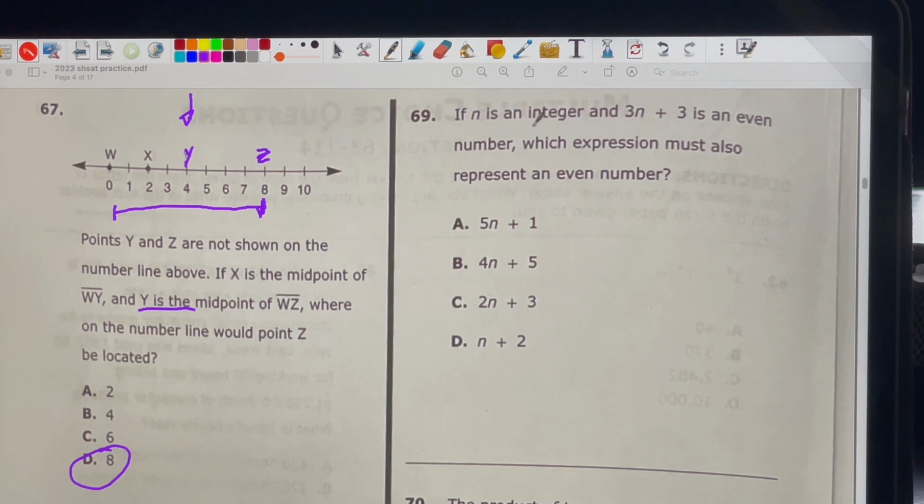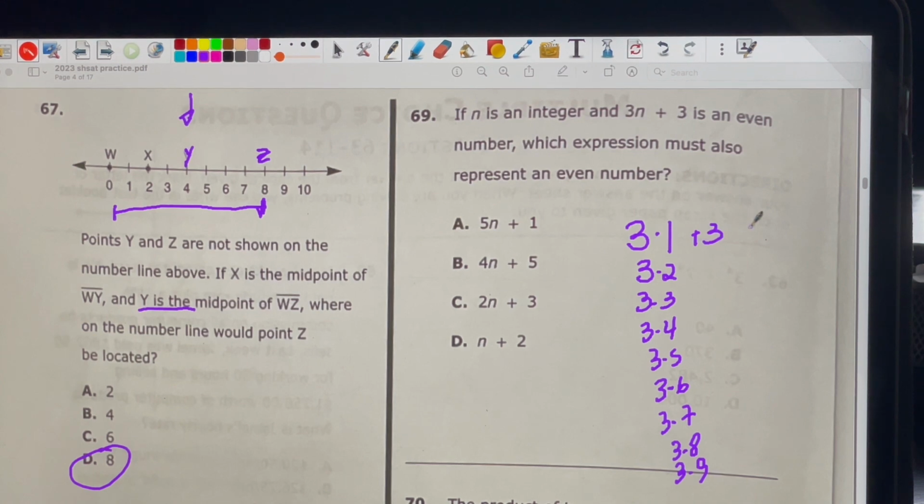69. If n is an integer and 3n plus 3 is an even number, which expression must also represent an even number? Okay. So I'm gonna do this. 3 times 1, 3 times 2, 3 times 3, 3 times 4, 3 times 5, 3 times 6, 3 times 7, 3 times 8, 3 times 9. So if I multiply 3 times a number and add 3, it should give me an even. Well, which of these will give me an even? Well, 3 times 1 is 3, plus 3 is 6, so that gives me an even.